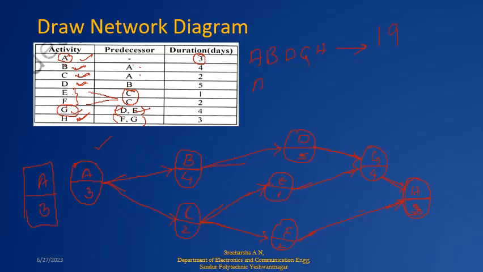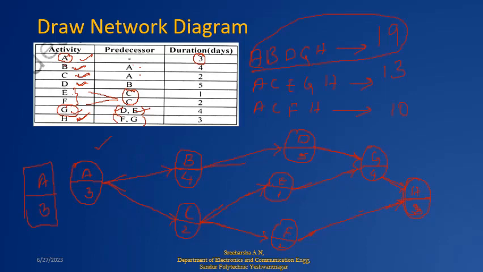Then we have one more path, A, C, E, G and H. So 3 plus 2, 5; 5 plus 1, 6; 6 plus 4, 10; 10 plus 3, 13. So this one is 13 days. Then one more path, A, C, F and H. That is 3 plus 2, 5; 5 plus 2, 7; 7 plus 3, 10. Which is the largest time duration? That is this one.